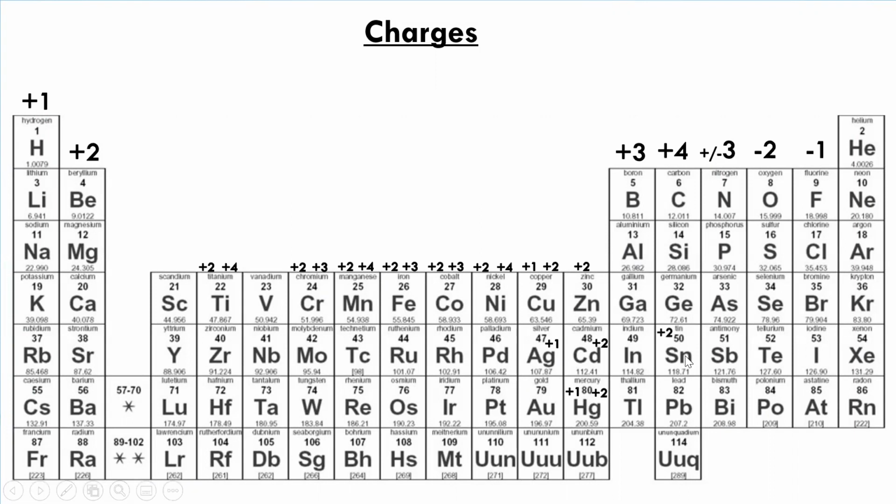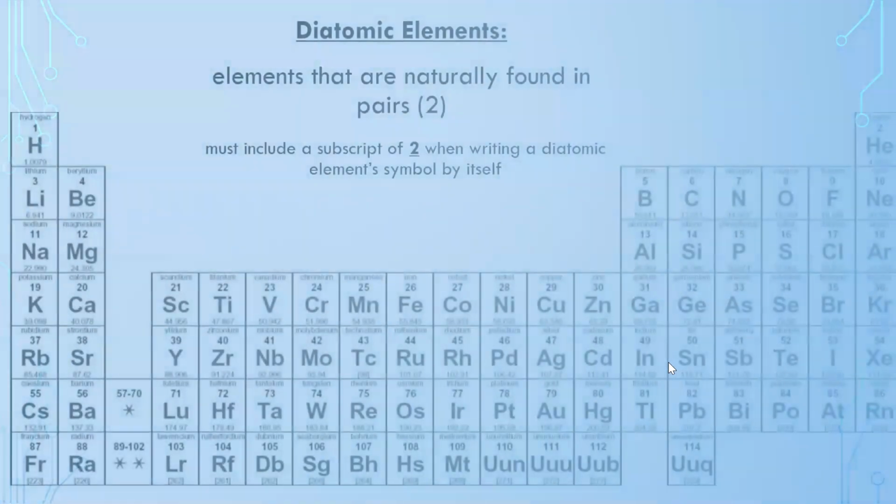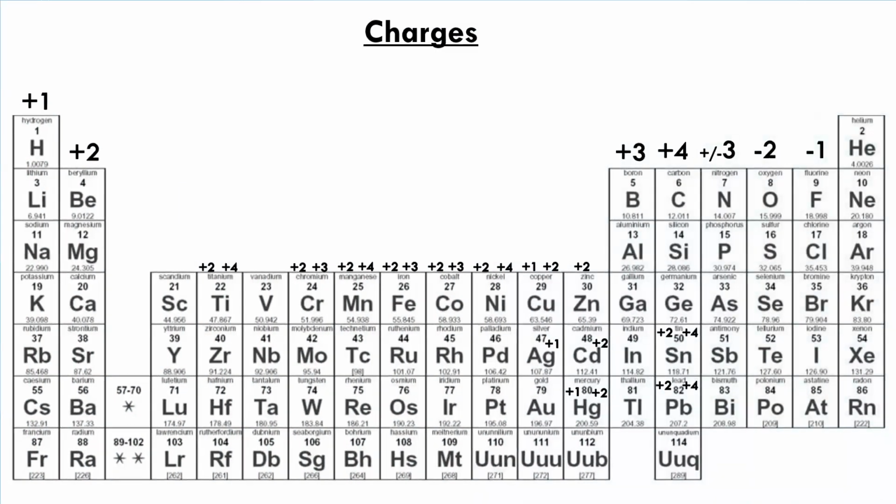Going over to tin, it can be a +4, but it can also be a +2. So I just wrote the +4 again, so you don't forget. Lead can also be a +4 or a +2. So I just wrote the +4 again, because that's for everything in this group. And then that's it for charges. So make sure you have all of those written down because you're going to need them later in the chapter. And then once again, the noble gases do not have a charge.